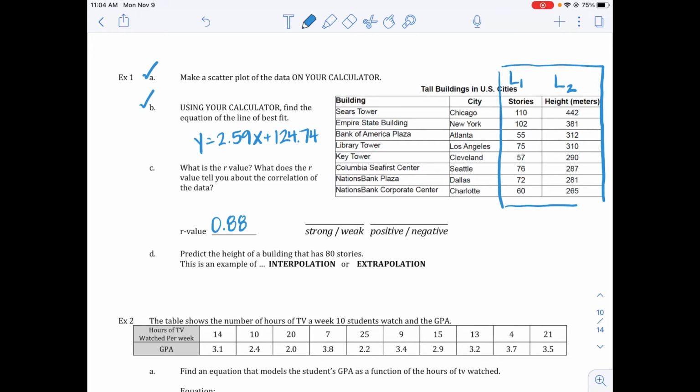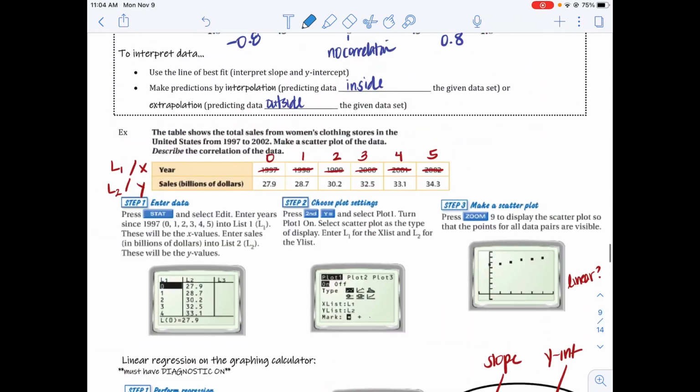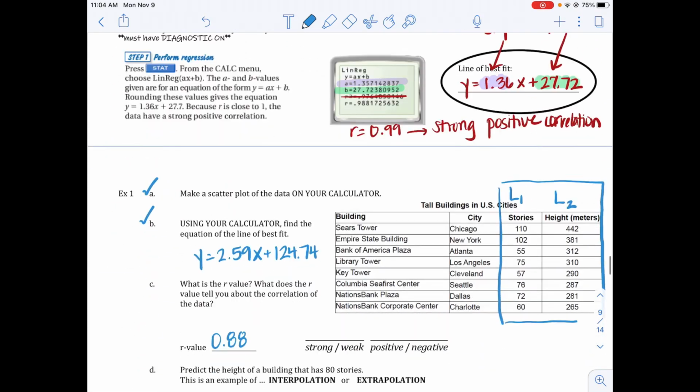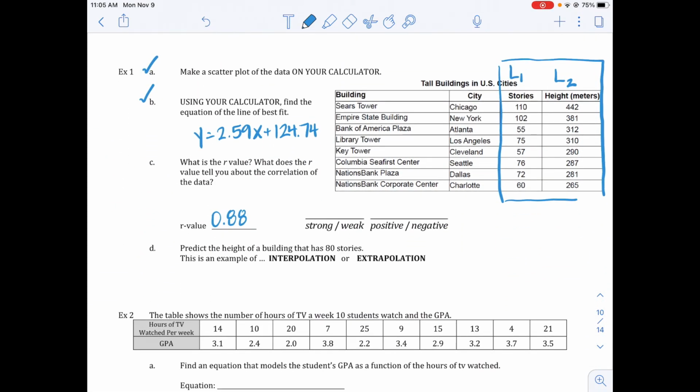So 0.88, again, I'm going to scroll over here. 0.88 is over still in the green section. And so that tells me I'm going to choose strong. And it's a positive number. So we have strong positive correlation.